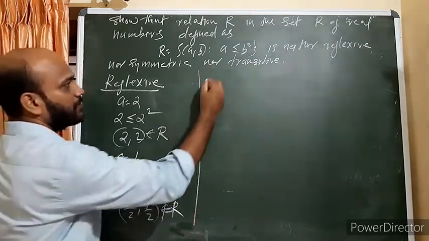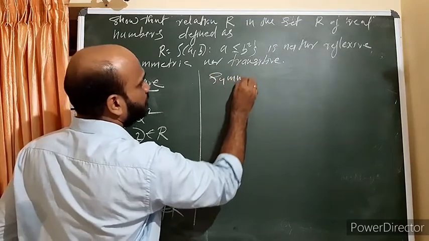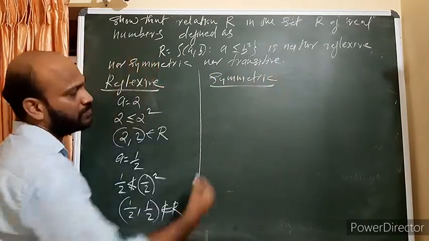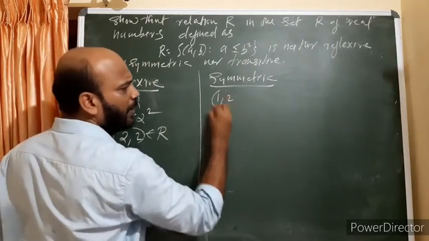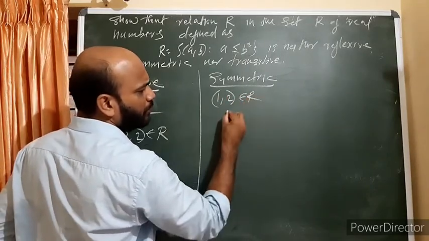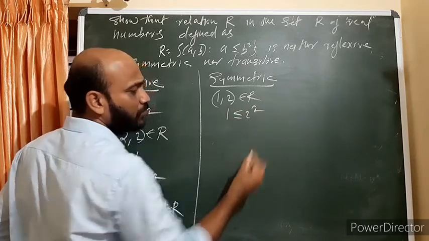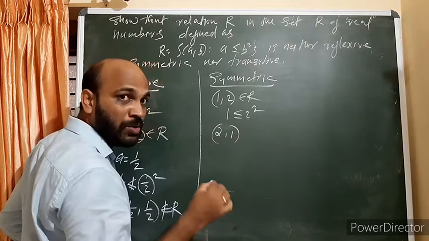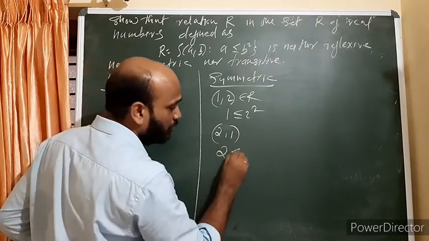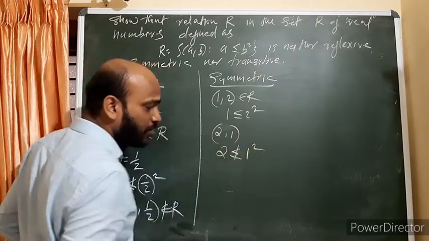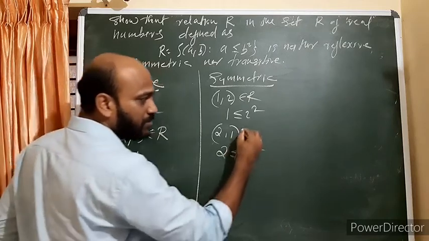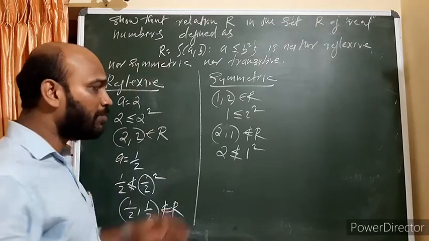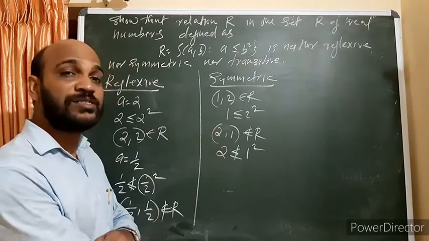Now symmetry. Here also you have to show that it is not symmetric. Let (1, 2) belong to R, right, because 1 is less than or equal to 2 square. What about (2, 1)? Does (2, 1) belong to R or not? 2 is not less than or equal to 1 square. So that means (2, 1) does not belong to R. (1, 2) belongs to R, but (2, 1) does not. So it is not symmetric.